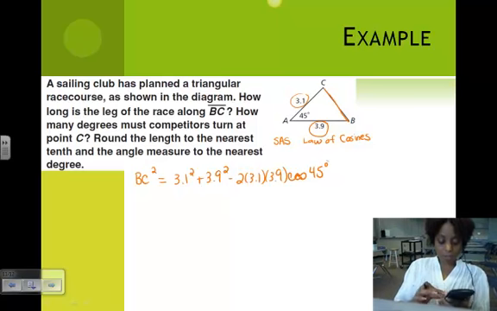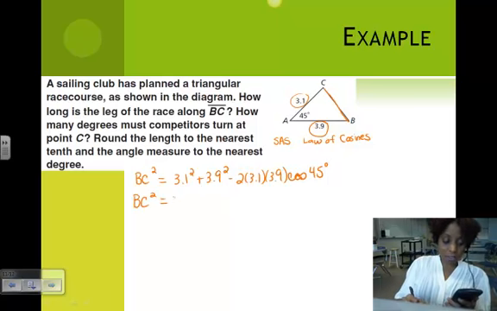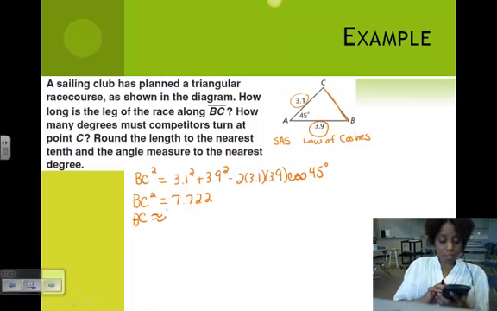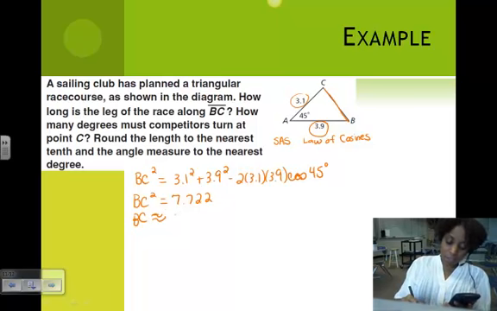3.1 squared plus 3.9 squared minus 2 times 3.1 times 3.9 times the cosine of 45. And I put that all in at once. And it gave me BC squared is equal to 7.722 approximately. Now I have to take the square root of both sides. It's the square root of that answer. And it gets me 2.78 approximately. So this side is 2.78.